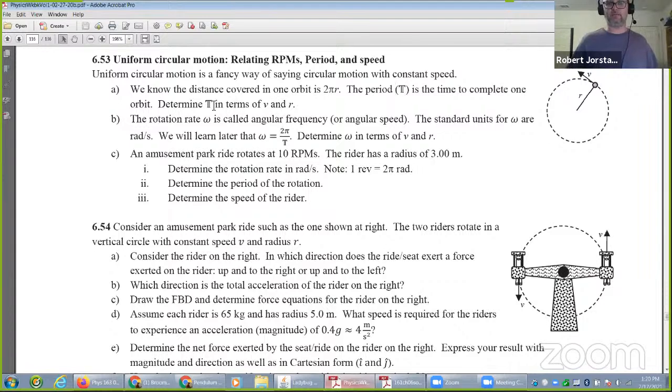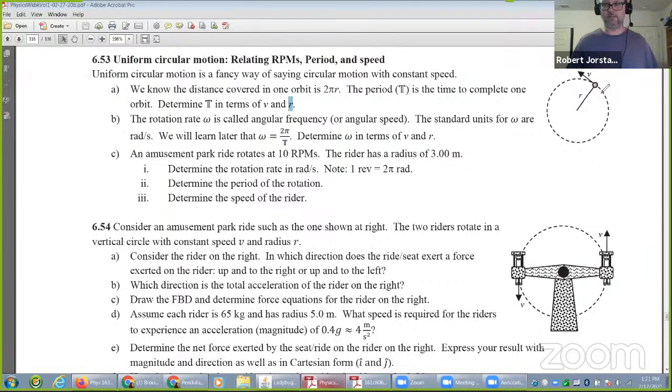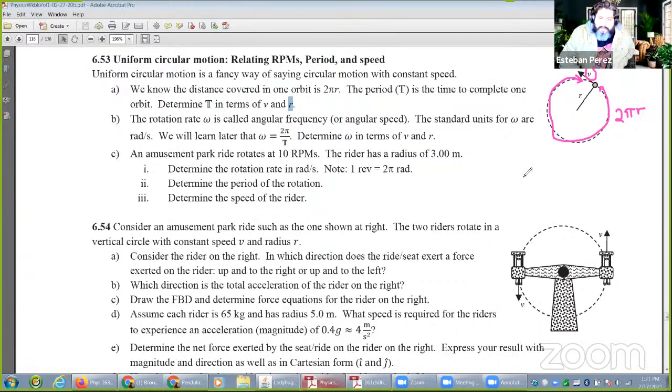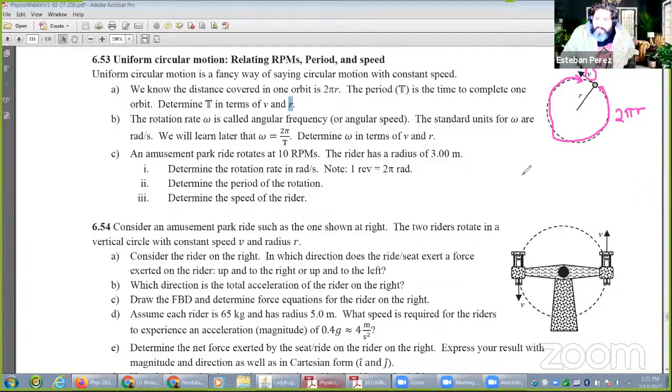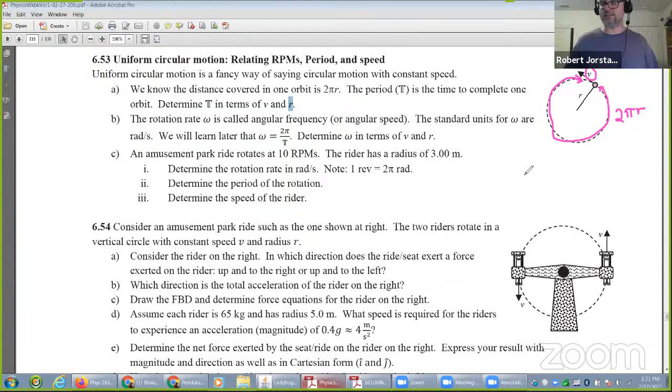So what should be the period in terms of the speed and the radius? How do you get the period? The distance all the way around is 2 pi r. If we're moving with constant speed v, how do you get the period? Anybody? I'm going to take a guess. I don't know. It's okay to be wrong. I'd say you probably have to divide v over 2 pi r or 2 pi r over v. Okay, check the units. Which is it?